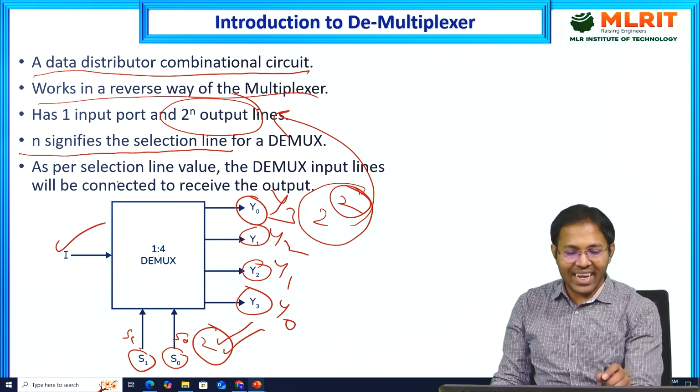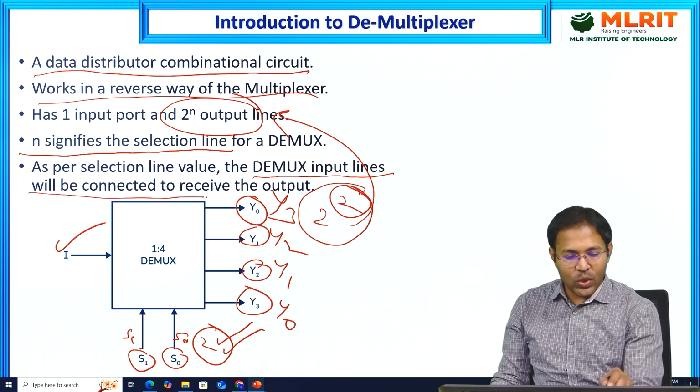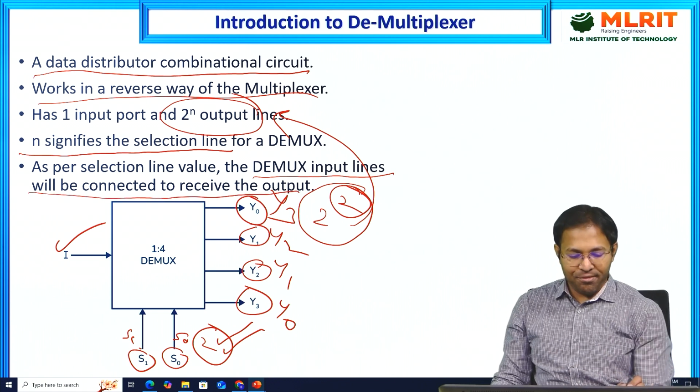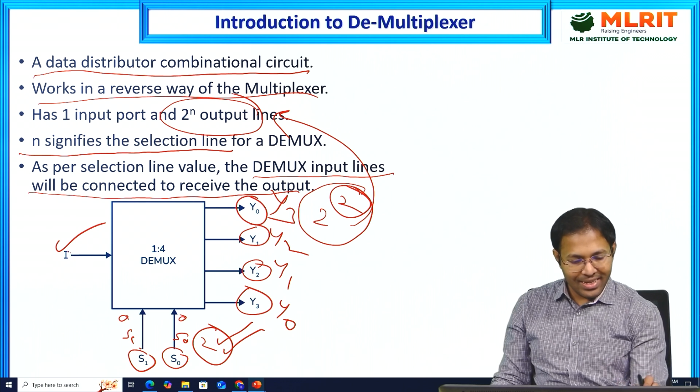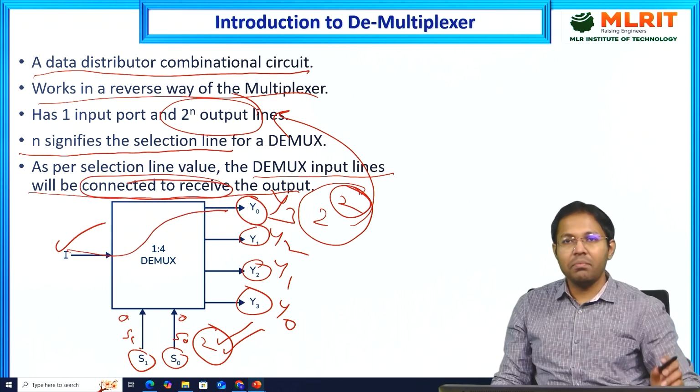As per the selection lines, the demux input line will be connected to receive the output. As discussed at the beginning, if both are zeros, this is connected here. Connected. Focus on the term connected.